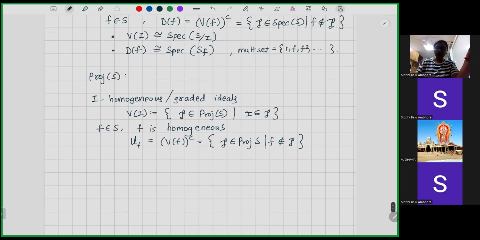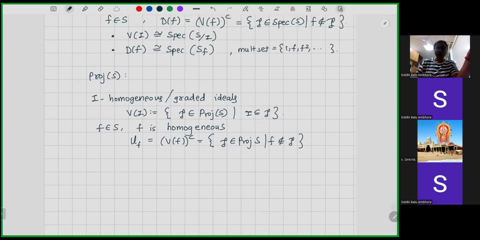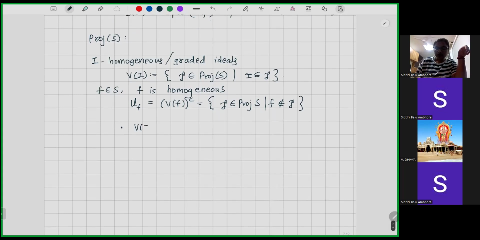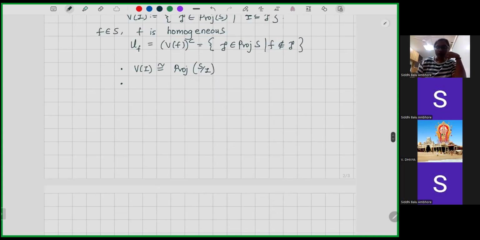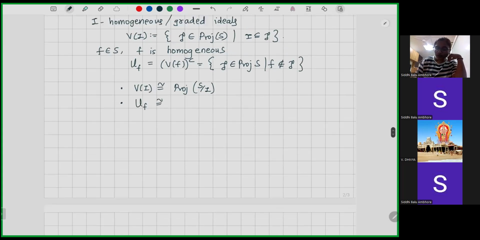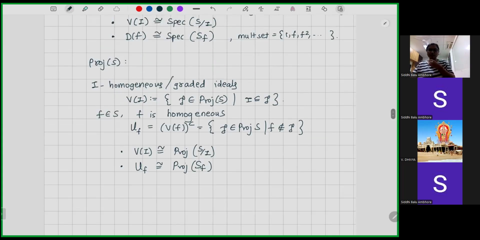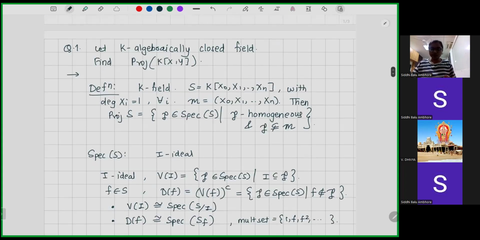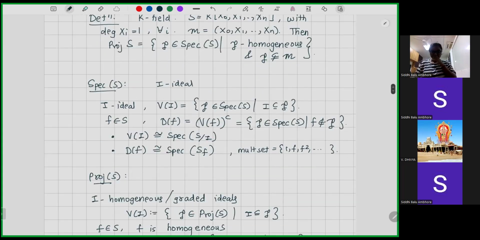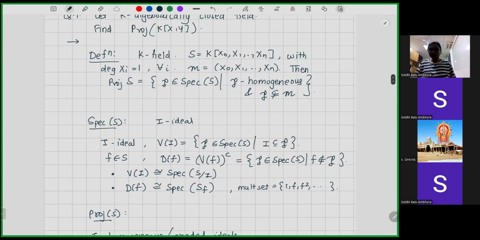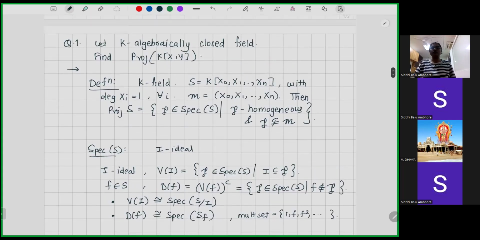Similar to these isomorphisms, here also we have that V of I is isomorphic to Proj of S mod I, this quotient ring. And again, UF is isomorphic to Proj of SF. So I was recalling a few things about how Spec and Proj have similarities. We have to now find Proj of this K[x, y].